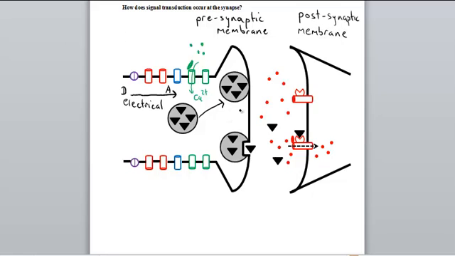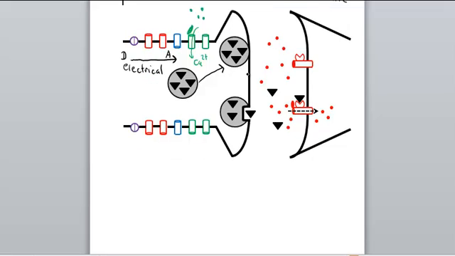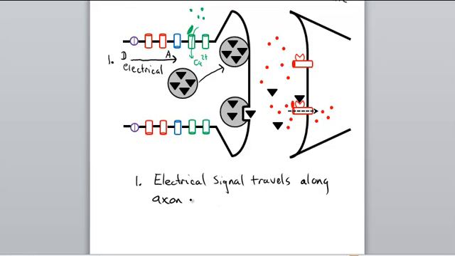Okay, so I kind of described it. Now we'll put it down here in detail. So this is step 1. Step 1 is the electrical signal travels along the axon to the terminal, which is also called the presynaptic membrane.